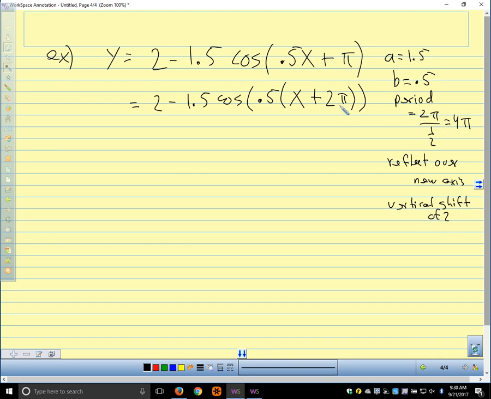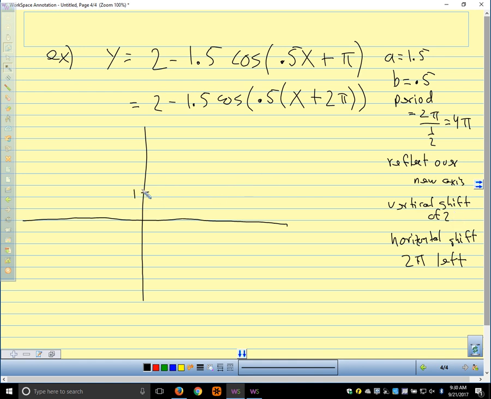And this 2 pi horizontal shift, two pi to the left. So we've got a lot of stuff going on with this graph. So let's sketch it. So our amplitude, again, tells us that we're going to go 1.5 units above and below our new axis, which is going to be at y equals 2, because we're shifting up to y equals 2.